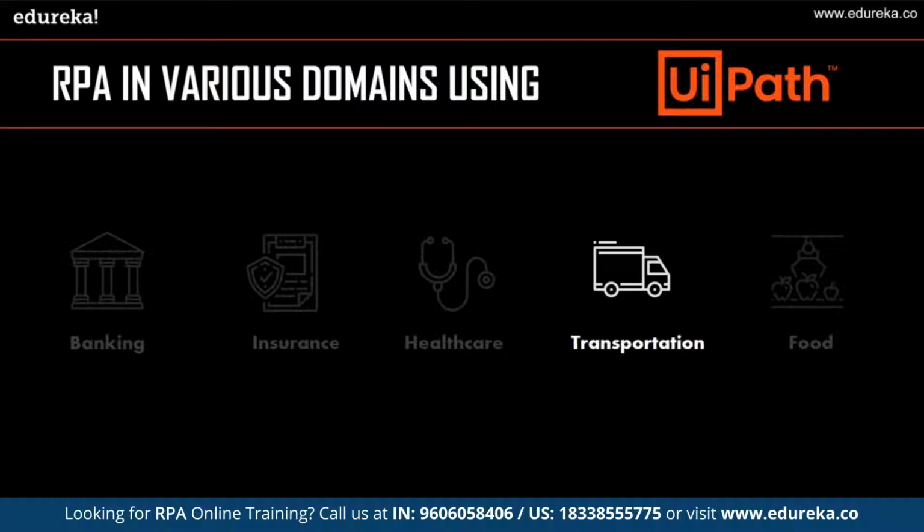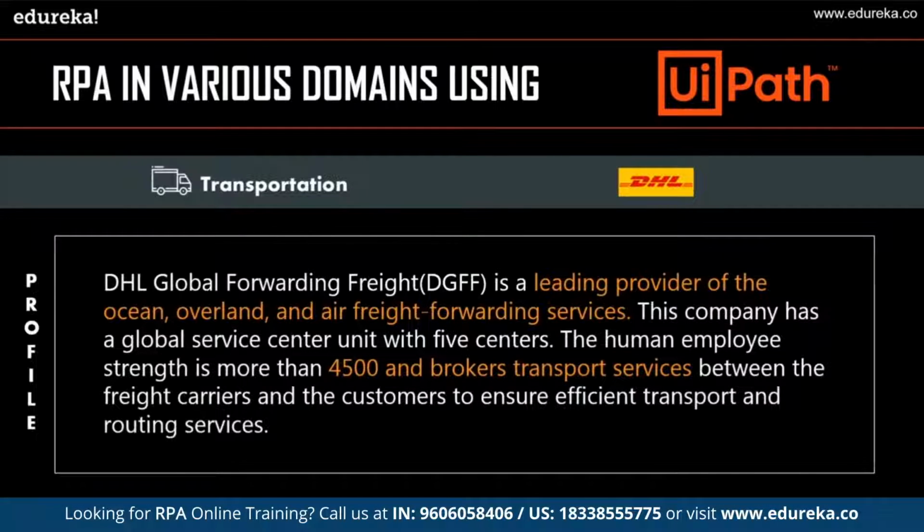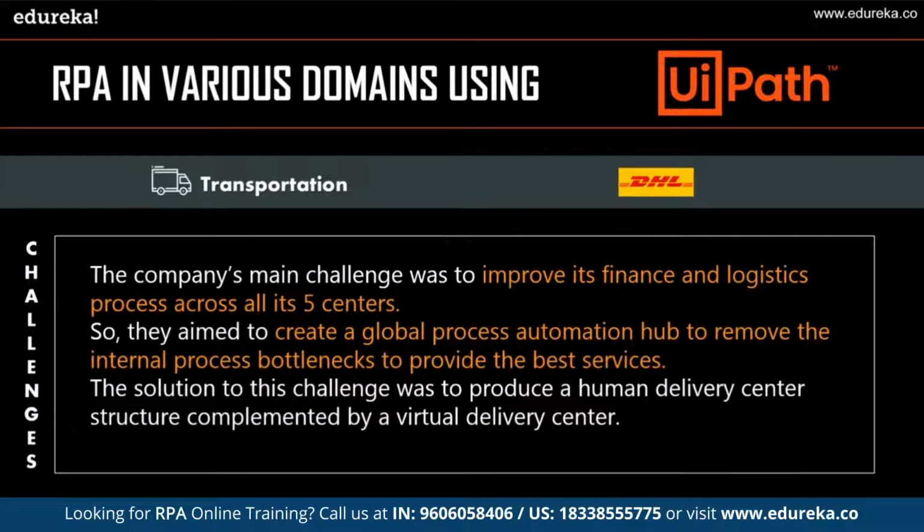To explain how RPA is used in the transportation industry, I've considered DHL. DHL Global Forwarding Freight is a leading provider of ocean, overland, and air freight forwarding services. This company has a global service center unit with 5 centers, and the human employee strength is around 4,500 employees. This company provides broker transport services between the freight carriers and the customers to ensure efficient support and routing services. Now, the company's main challenge was to improve its finance and logistic processes across all its 5 centers. So, they aimed to create a global process automation hub to remove the internal process bottlenecks to provide the best services.